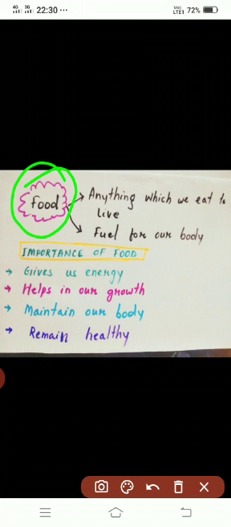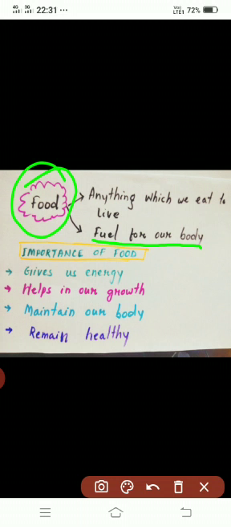Food also is known as fuel for our body. So, to make it more clear, let me give an example. You may have two wheelers or cars. To run these vehicles, we need petrol or diesel, which is a fuel. Okay, so without this, the vehicles may not run. In the same way, to survive, we need food.